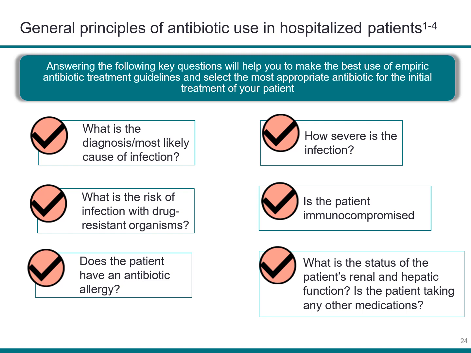Some general principles of antibiotic usage need to be considered, such as: what is the diagnosis, what is the risk of infection, does the patient have an antibiotic allergy, how severe is the infection, is the patient immunocompromised, and what is the status of the patient's renal and hepatic function.